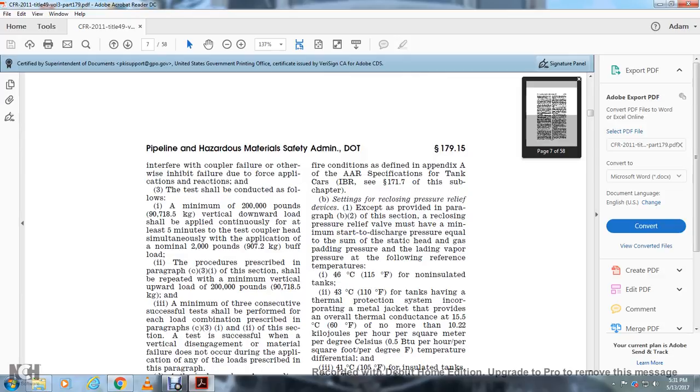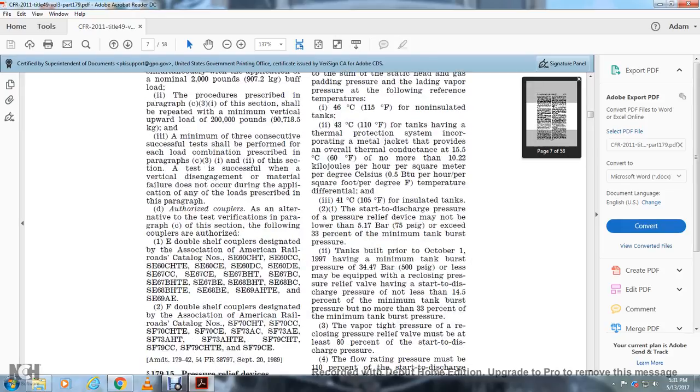The setting for the reclosing pressure relief device, except as provided in paragraph B2 of the section: the reclosing pressure valve must have a minimum start-to-discharge pressure equal to the sum of the static head and gas padding pressure, plus vapor pressure at the following reference temperatures: 46 degrees Celsius for non-insulated tanks, and 43 degrees Celsius for tanks that have a thermal protection system incorporating a metal jacket that provides overall thermal conductance of no more than 10.22 kilojoules per hour per square meter per degree Celsius, or 0.5 BTUs per hour per square foot per degree Fahrenheit temperature differential.